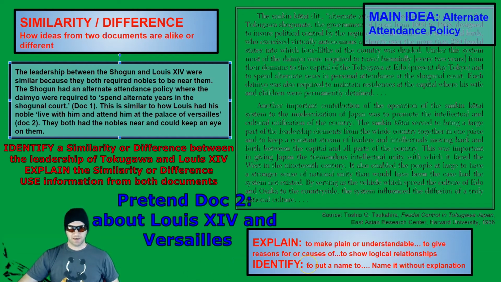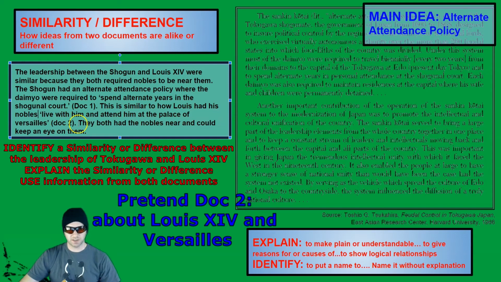So first we identify a similarity or difference, then we explain it, citing both documents. The leadership between the shogun and Louis XIV were similar because they both required nobles to be near them. That's the identify. Now let's explain it and use info. The shogun had an alternate attendance policy where the daimyo were required to spend alternate years in the shogunal court, Doc 1. This is similar to how Louis had his nobles live with him and attend him at the Palace of Versailles, Doc 2. Pretend document. They both had the nobles near and could keep an eye on them. We've explained the similarity. The end.